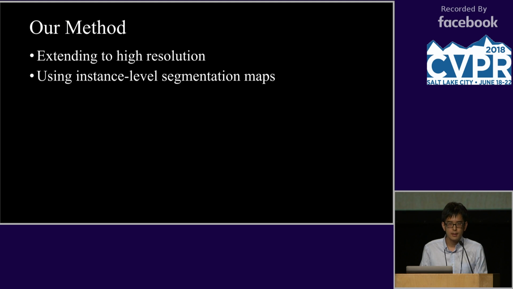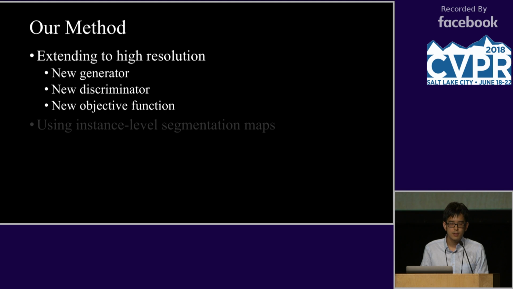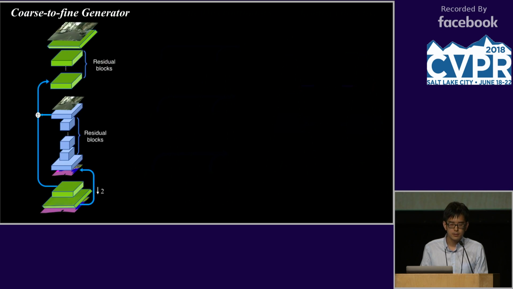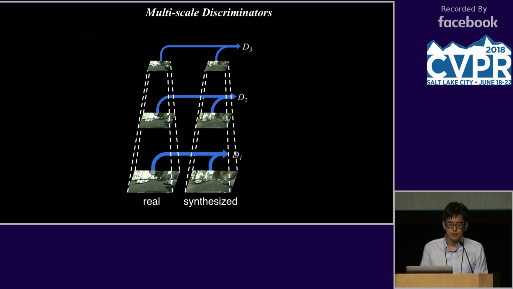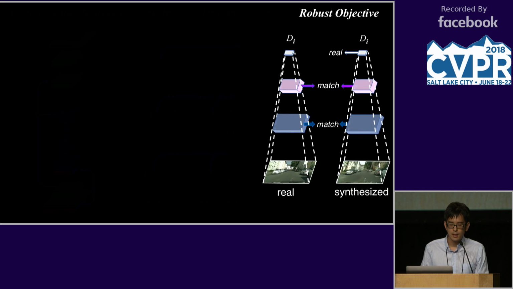Our work has two differences from pix2pix. The first is that we extend to high-resolution image synthesis, and the second is that we use instance-level segmentation to further improve the results. To extend to high resolution, we made three modifications to the generator, the discriminator, and the objective function. We have a coarse-to-fine generator, multi-scale discriminators, and a robust objective function.